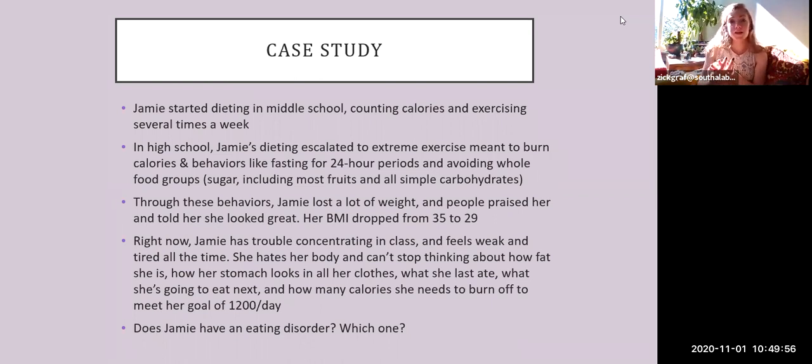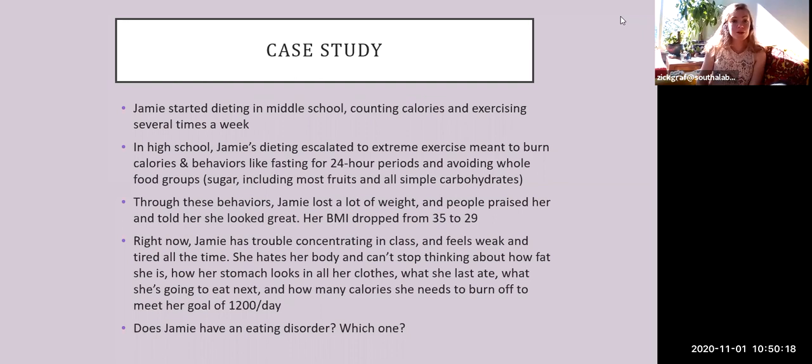So Jamie started dieting in middle school, which at the time meant counting calories and trying to work out several times a week. In high school, Jamie's dieting escalated to extreme exercise that was intended to burn calories and extreme dieting behaviors like fasting for 24 hours and cutting out whole food groups from their diet. So things like sugar, including fruits and simple carbohydrates.